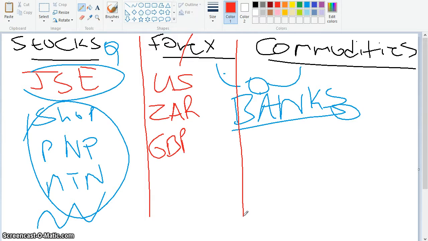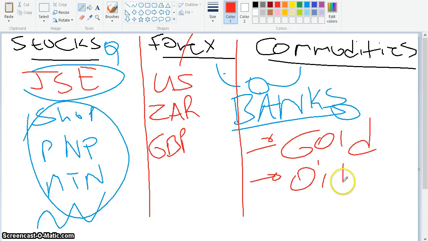And then under commodities, we have something like mineral resources. So here we're dealing with gold, oil and platinum, and so on. We also trade these things, where you'll be buying gold and expect the value of gold to go up in order for you to make money, and you'll be buying things like oil and expect the price of oil to go up, and then you will make money as well.